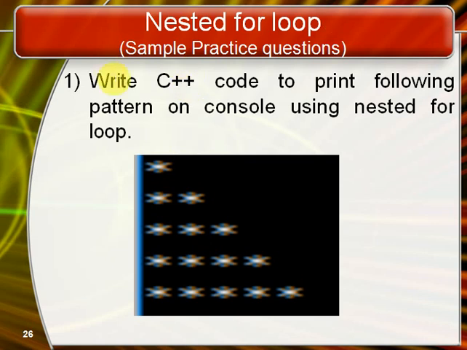Some sample practice questions of nested for loop. Write a C++ code to print the following pattern on console using nested for loop. You can observe in this output pattern that as the number of rows increases, the number of these characters also increases. The number of asterisks is the same as the current row. Like if the row number is 3, the number of characters is also 3. If it's row number 4, then the number of characters is also 4. So let us discuss its program.